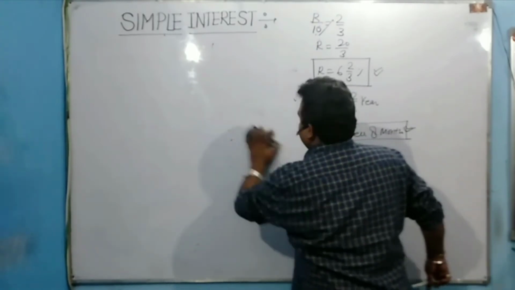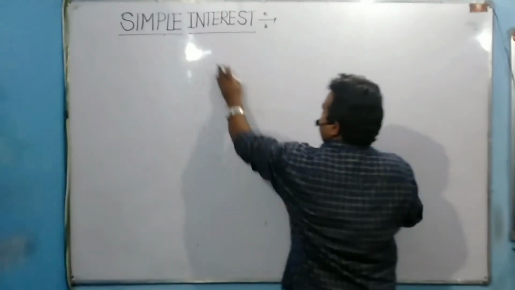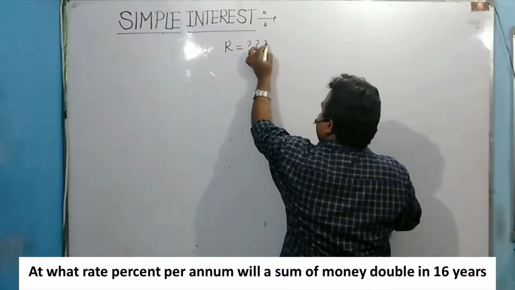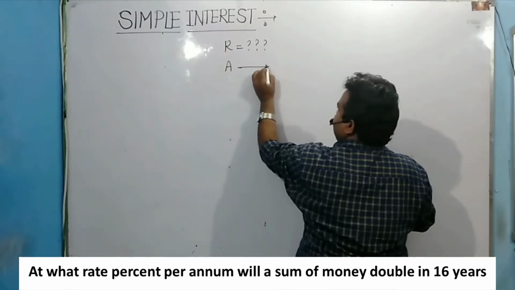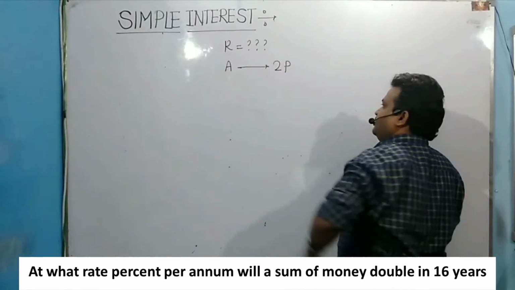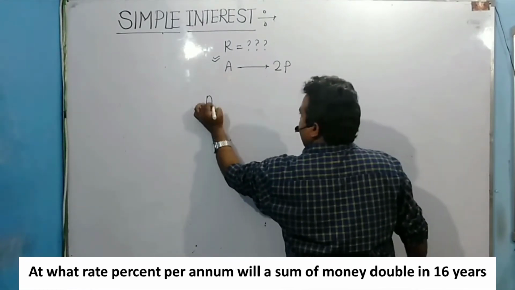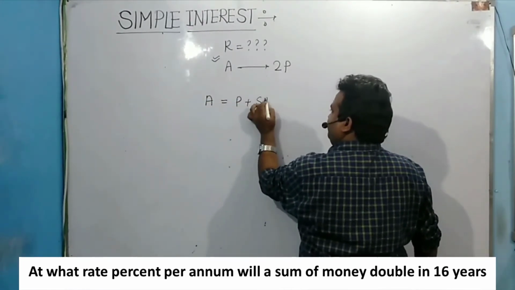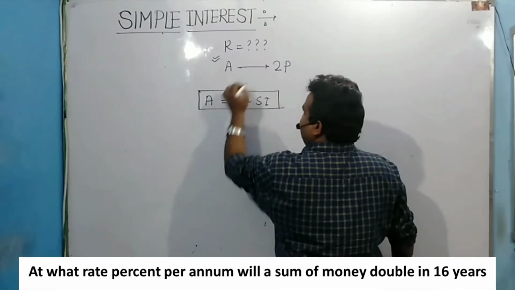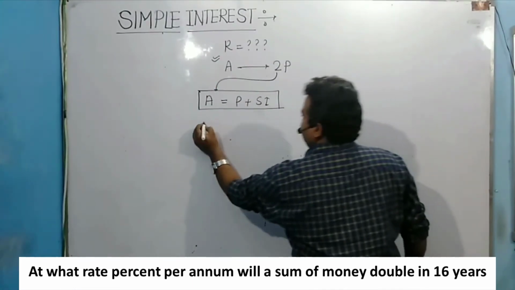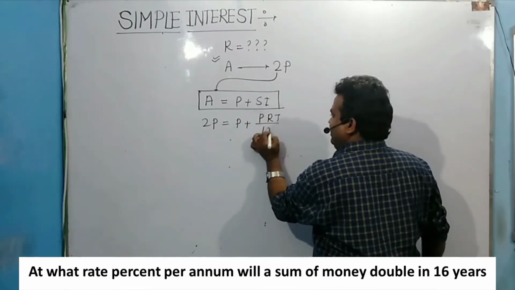So in such kind of question, you need to calculate the R value. Okay. So you need to calculate at what rate per annum my accumulated amount is increased by 2 times. Yeah, means this A is increased double. So how is A double? A is what? P plus SI. We all know this formula. Now this is double. It's mentioned. So this is 2P is equal to P plus SI. What is the formula of SI? SI formula is PRT by 100.